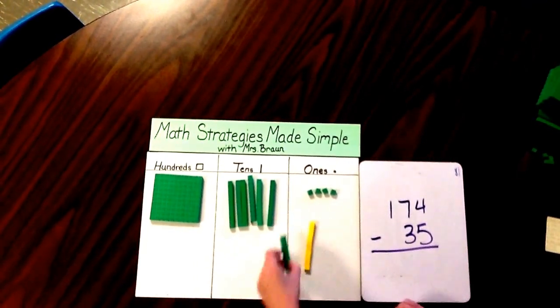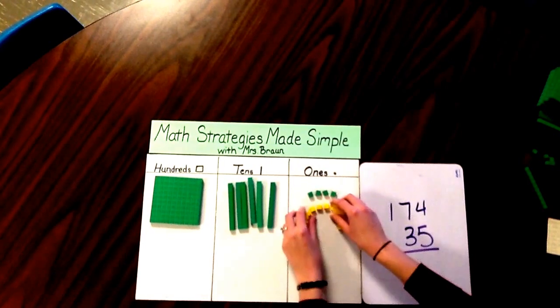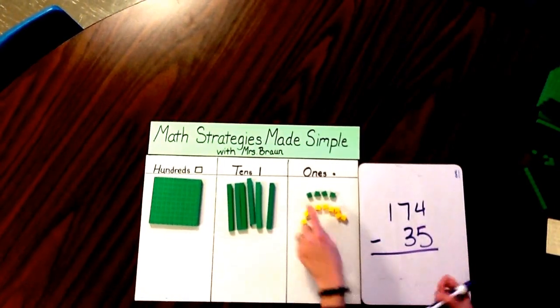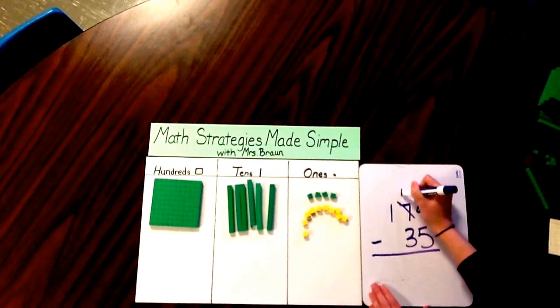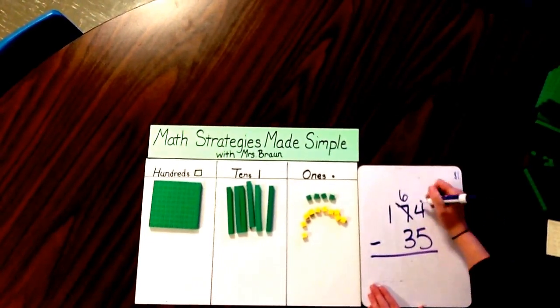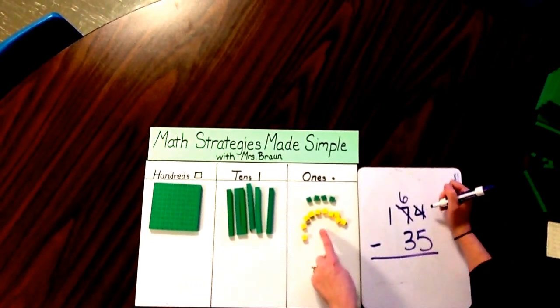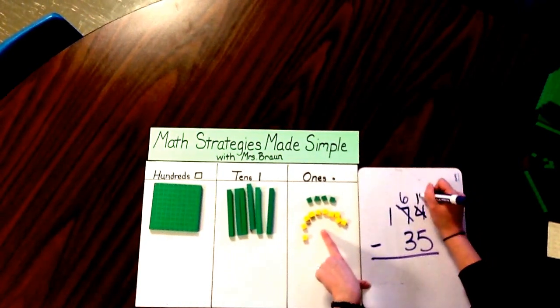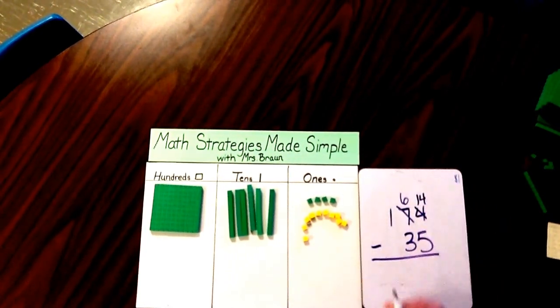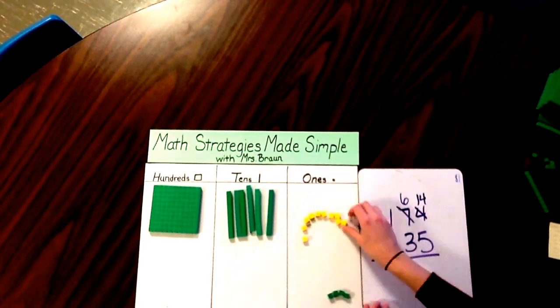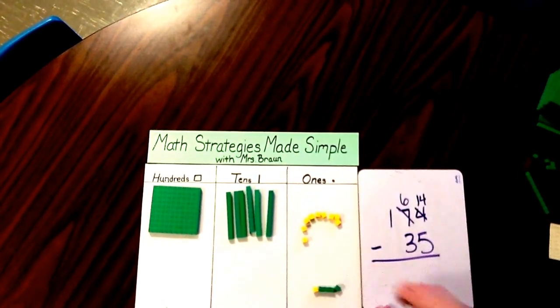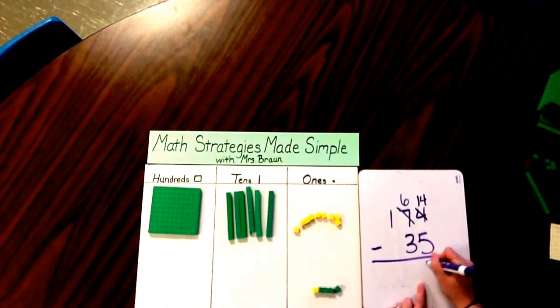So now I'm going to take this away and leave the 10 ones. Now I have 14 total. So what I just did is I took one of the tens, which left me with 6, and I added 10 ones to the ones place, which now I have 14 ones. Now I have enough to take away the 5. So I'm going to take away 5 ones, which leaves me with 9.